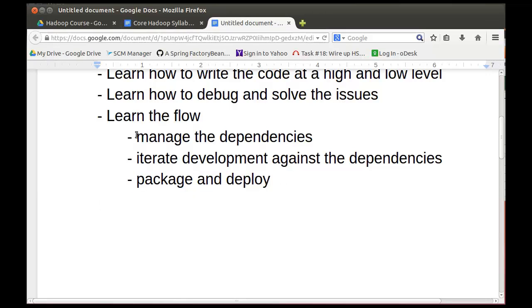So that's the flow that we will impart in the course, to understand the dependencies, whether they be hardware or software, and manage those dependencies. Then, once we have a managed dependency system, how to develop code and applications against that set of dependencies, and finally how to package and deploy the application once we have developed it.